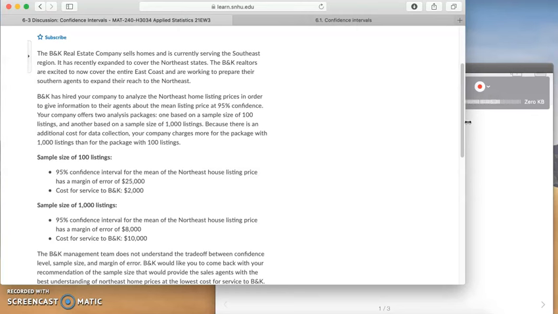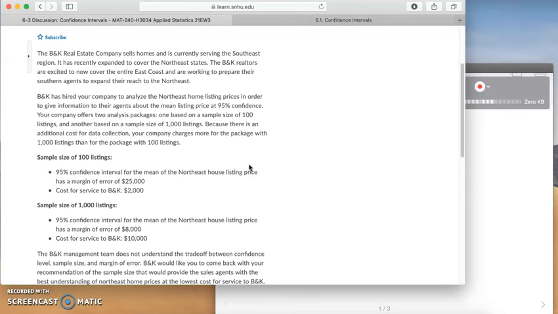So we have the B&K Real Estate Company sells homes and is currently serving the Southeast region. It has recently expanded to cover the Northeast states. The B&K Realtors are excited to now cover the entire East Coast and are working to prepare their Southern agents to expand their reach to the Northeast. They've hired your company to analyze the Northeast home listing prices in order to give information to their agents about the mean listing price at 95% confidence level.